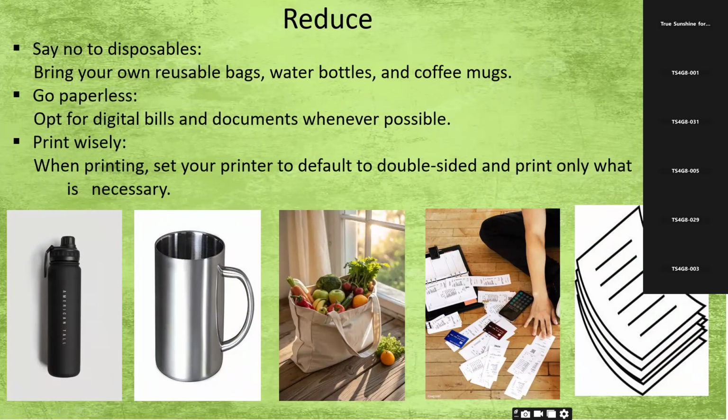Reduce: say no to disposables. Bring your own reusable pen, water bottle, and coffee mug. Go paperless. Opt for digital prints and documents whenever possible. Print wisely. When printing, it is better to default to double-sided and print only what is necessary.